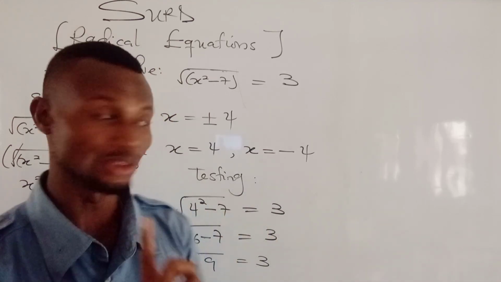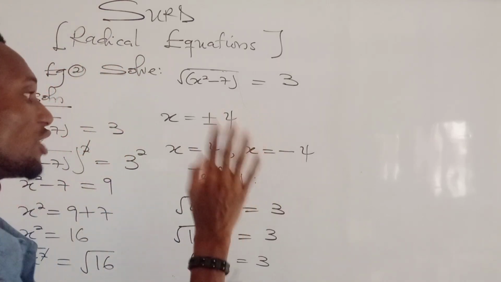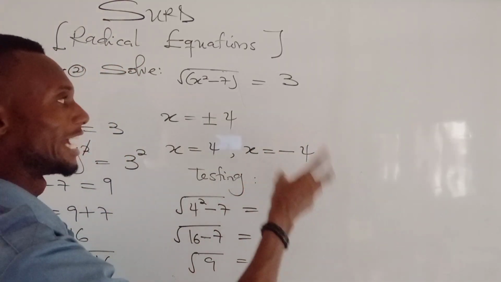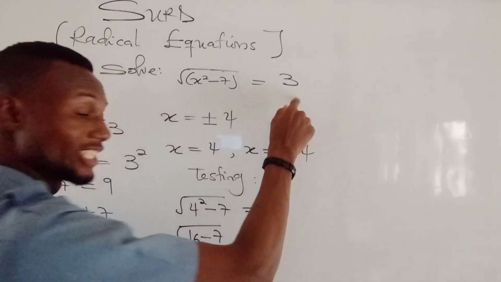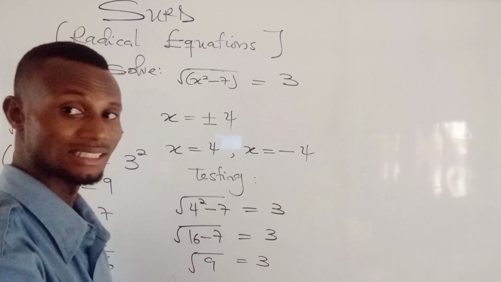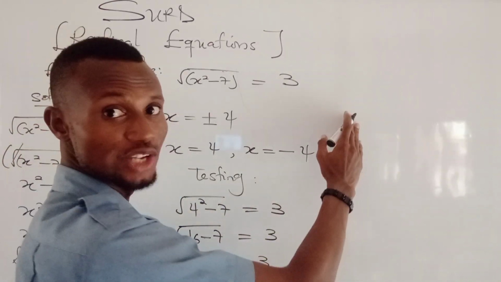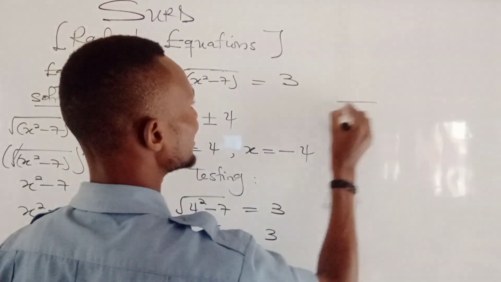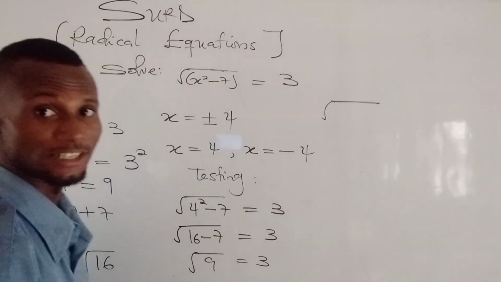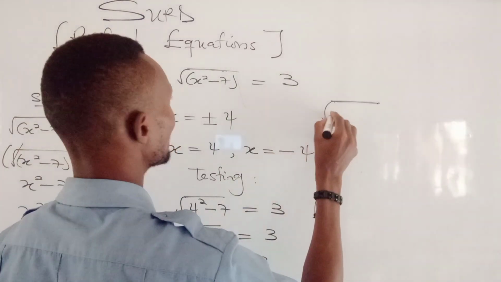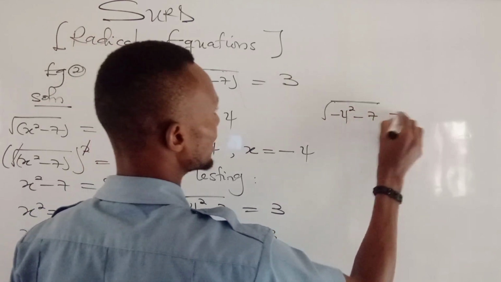Okay, we are not done. We need to test for s is equal to negative 4 as well. So I'm going to take s is equal to negative 4 and use it to test. I'm going to put negative 4 in the equation and test whether it satisfies the equation or not. So let's go ahead. Wherever I see s in the given equation, I'm going to put negative 4 there. So I'm going to have negative 4 squared, minus 7 should give us 3.